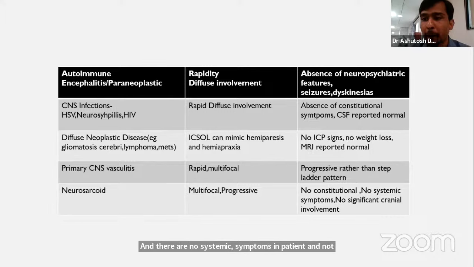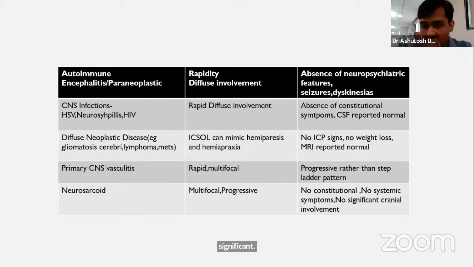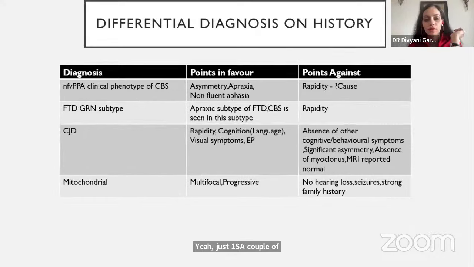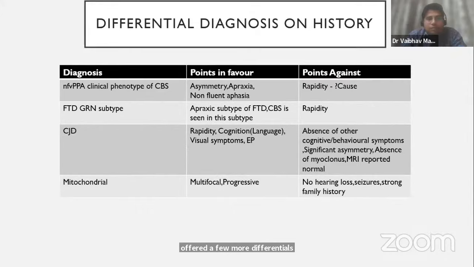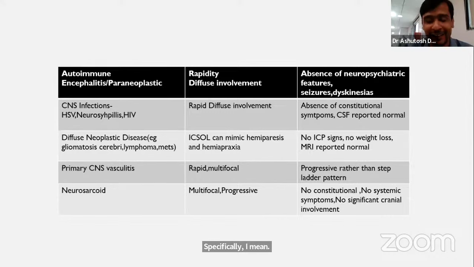Should I proceed? Yeah, just one second. A couple of people in the audience have offered a few more differentials, specifically autoimmune. Yes, yeah. Mediated. So. Actually, I mentioned in the list. you missed the first one. First one, yes. So, yes.